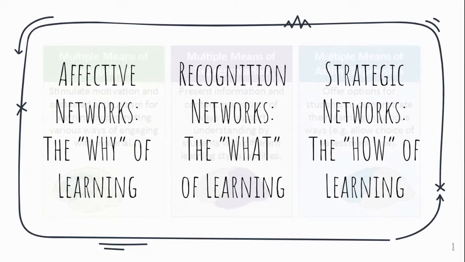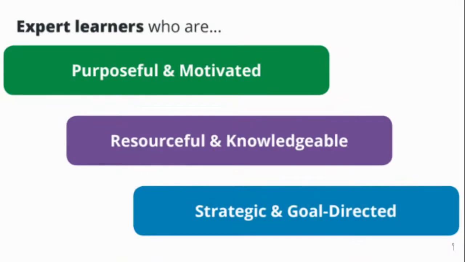Action and expression focuses on strategic networks, helping students to understand the how of learning. The goal here is to develop strategic, goal-directed learners, allowing for multiple ways that students can express what they know. The goal of UDL is for all learners to become expert learners.